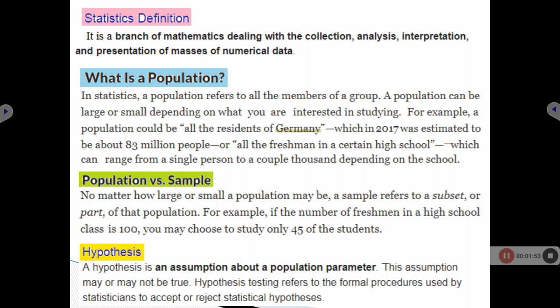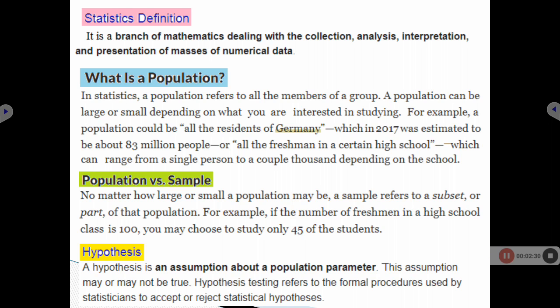And the difference between population and sample: no matter how large or small a population may be, a sample refers to a subset or a part of that population. For example, if the number of freshmen in a high school class is 100, we may choose to study only 45 of the students. That is a sample. Or if you take all the students studying in a college, the sample is the students of a particular department. So that is the sample.